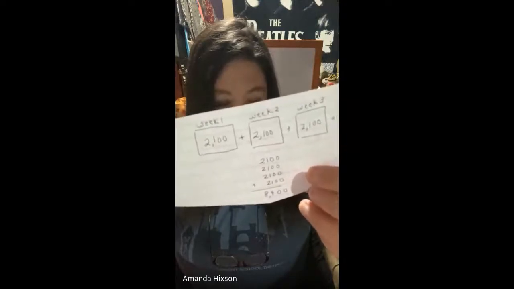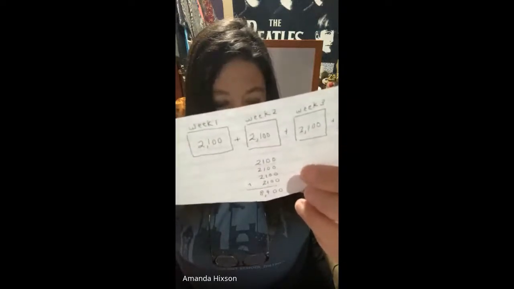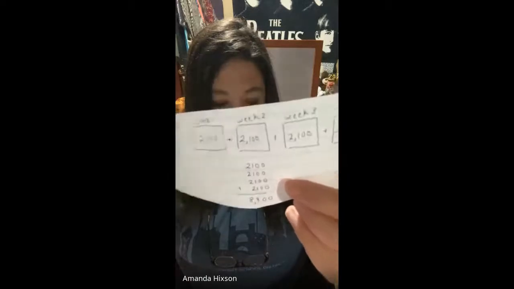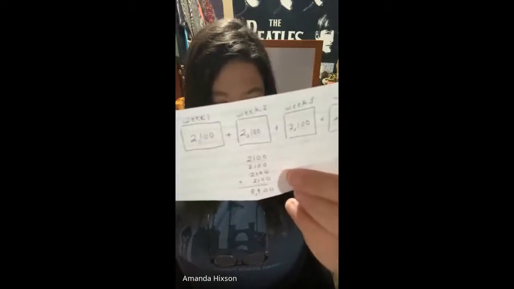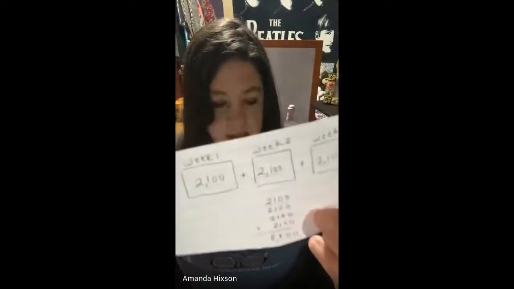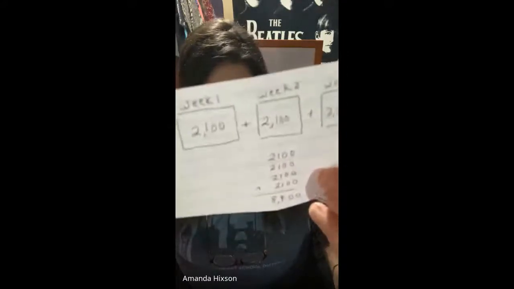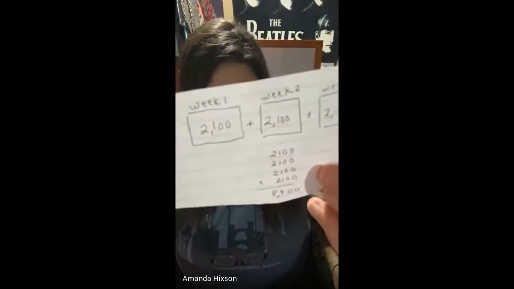If you are doing repeated addition instead of multiplication, make sure you line up the numbers correctly. Because if you don't put them correctly in line, then it's not going to give you the right answer. Good job.